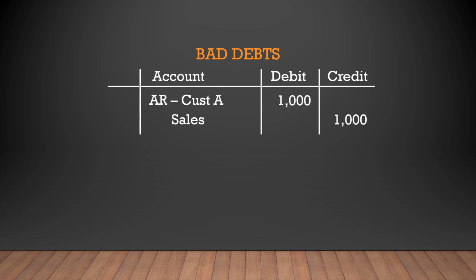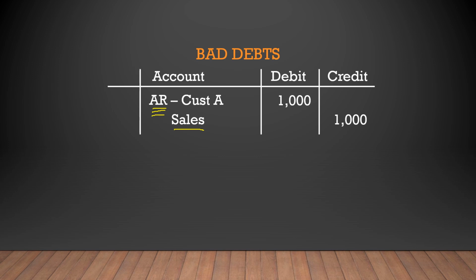Think back to the basic entry for a credit sale. We debit accounts receivable and credit our revenue account. The idea is that we've earned the money but not yet received it. We have a right to receive it in the future. That's the significance of accounts receivable.